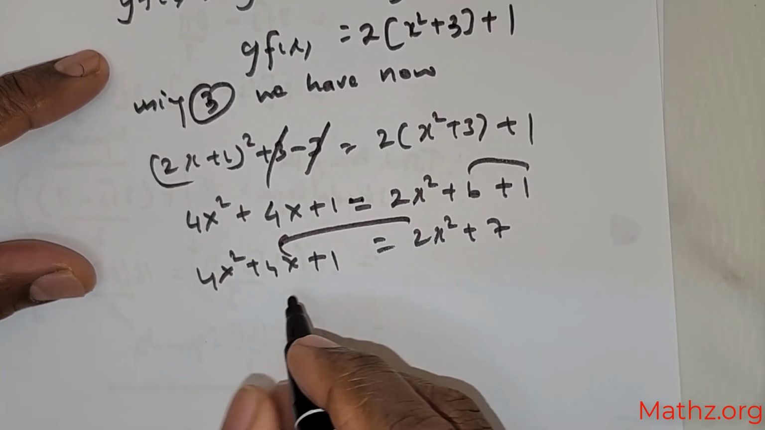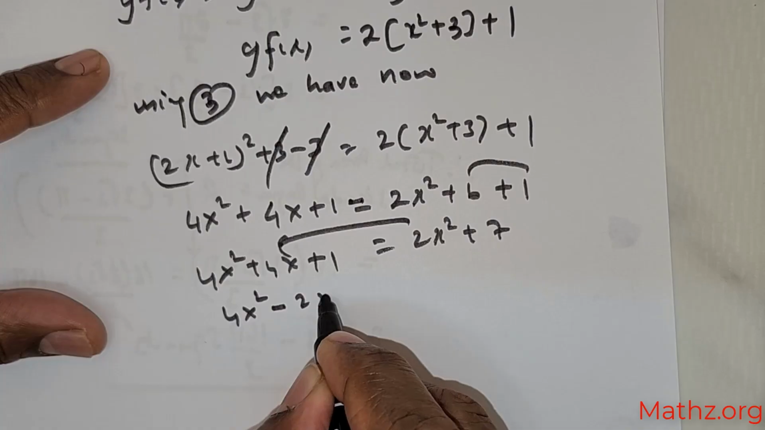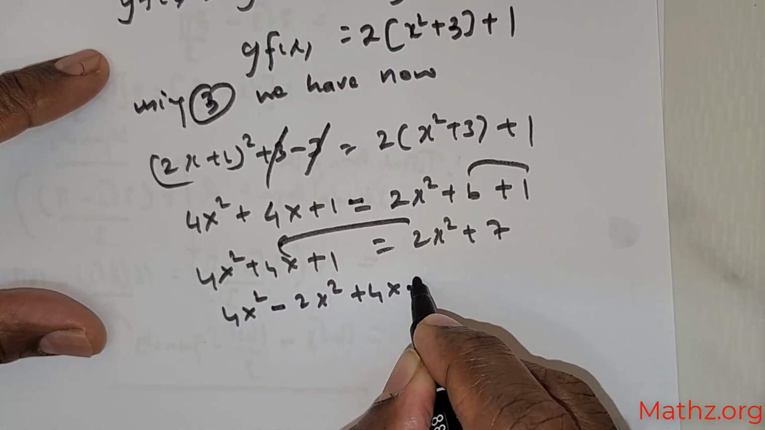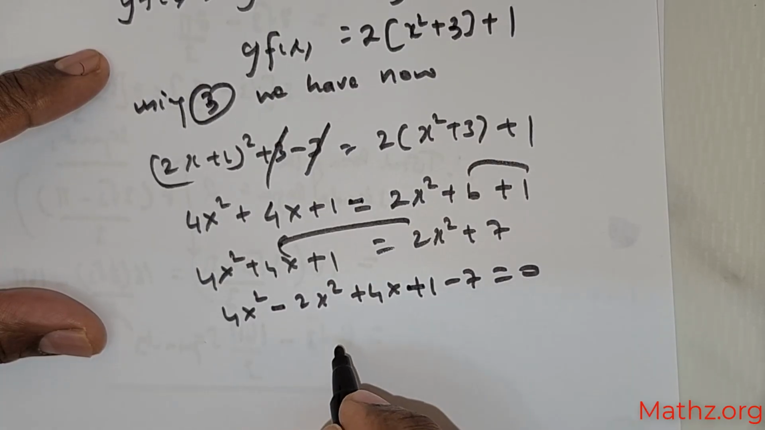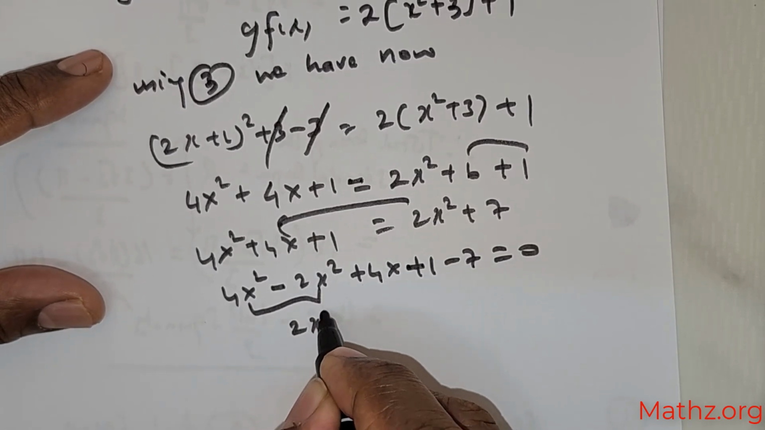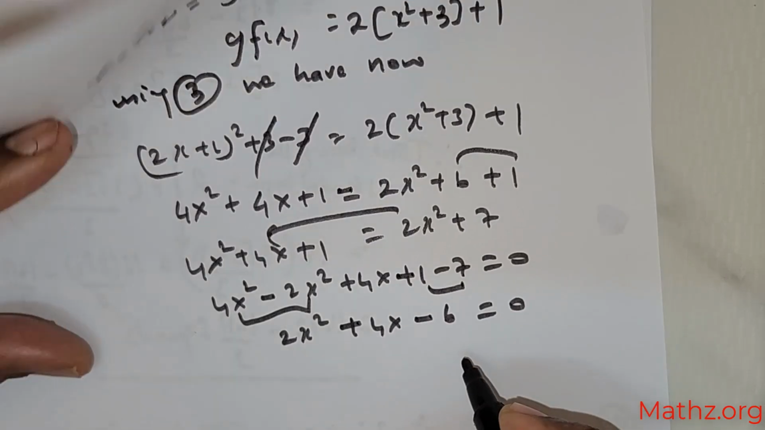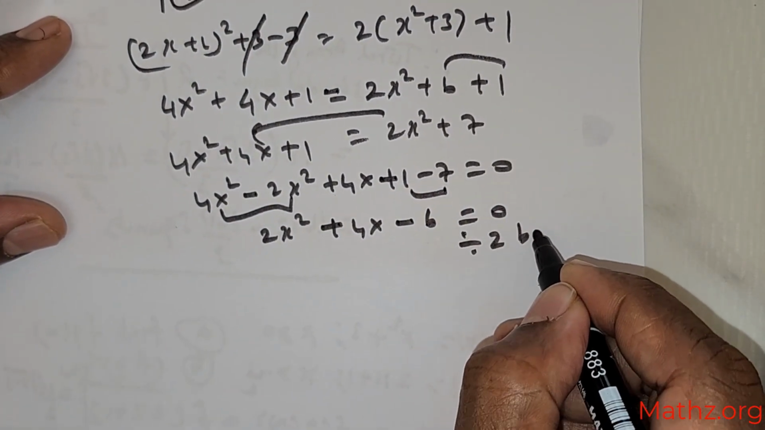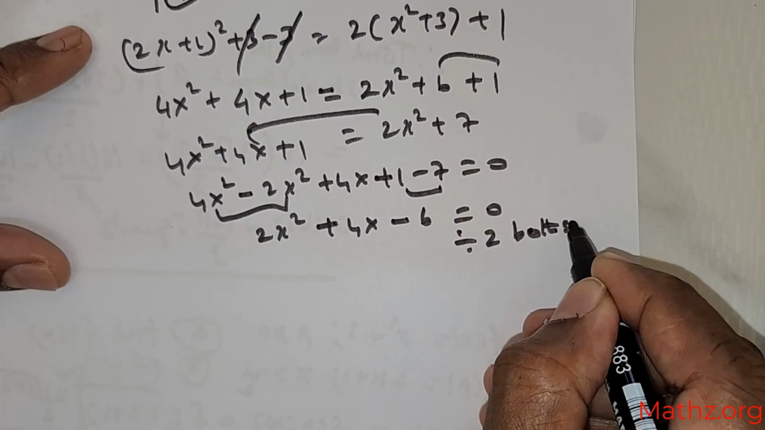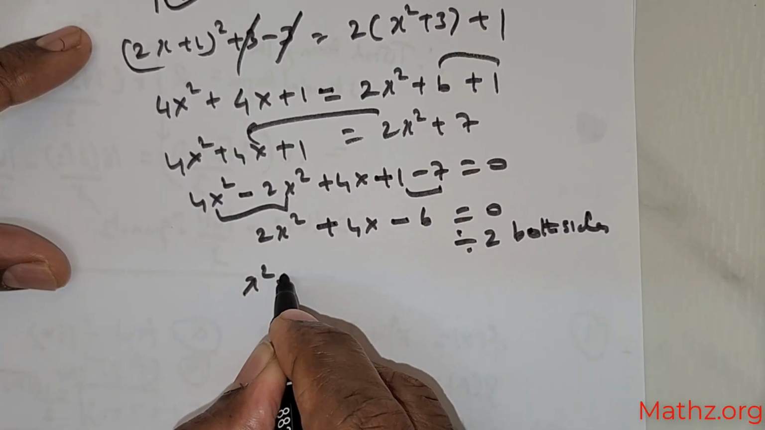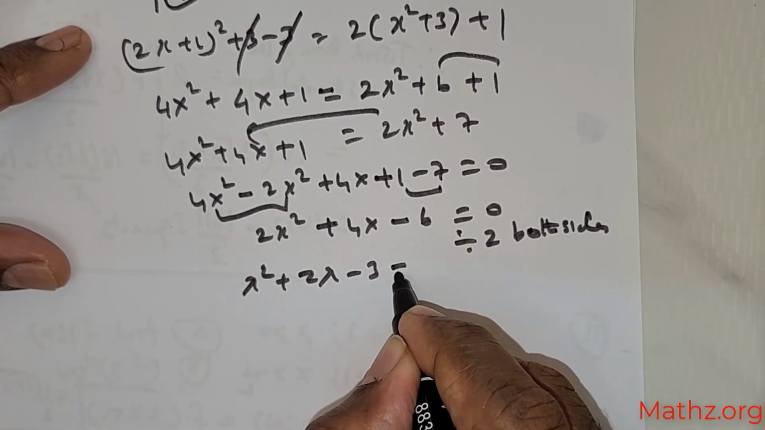You bring everything to the left, you get 4x² - 2x² + 4x + 1 - 7 = 0. You add these two, you get 2x², plus 4x. You add these two, you get -6 = 0. You divide by 2 both sides. You get x² + 2x - 3 = 0.